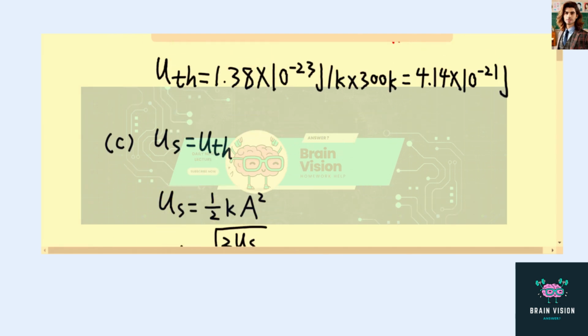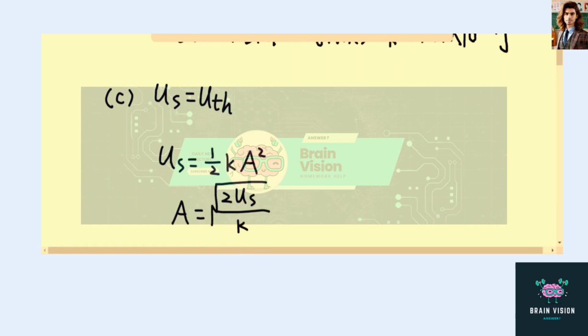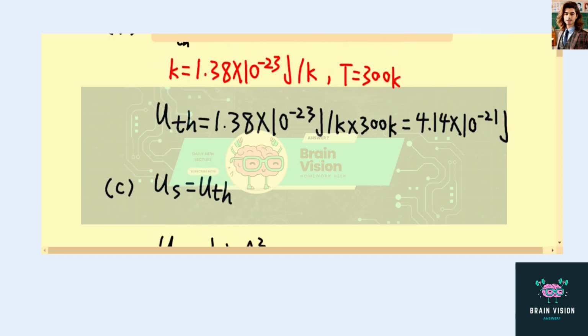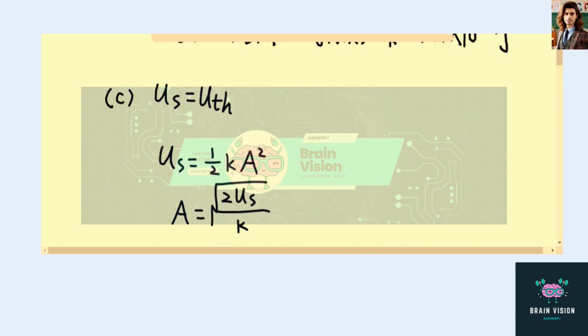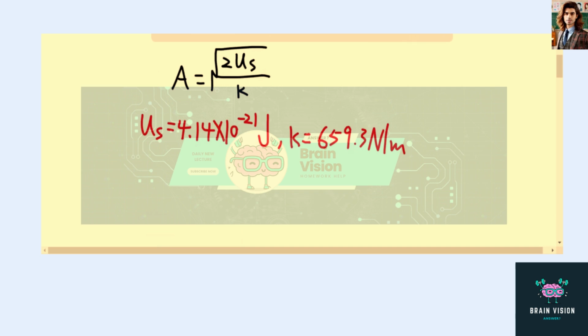And according to the question, we know the total vibrational energy is equal to the average thermal energy. Okay, so therefore we have the total vibrational energy is equal to 4.14 times 10 to the power negative 21 joule. And we know the total vibrational energy can also be equal to 1/2 times k a squared. So A here is the amplitude we're looking to determine. Okay, so therefore we have A is equal to square root 2E over k. So we know the spring constant is 659.3 Newton per meter.